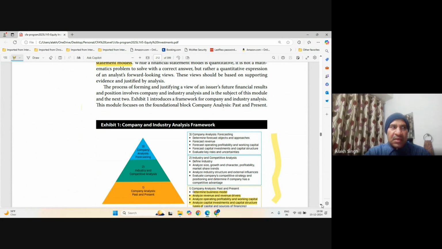They build the model that, okay, if this situation occurs, this will be the income, this will be the cash flow, and this will be the balance sheet, or this will be the value of equity, which is total assets minus total liabilities.